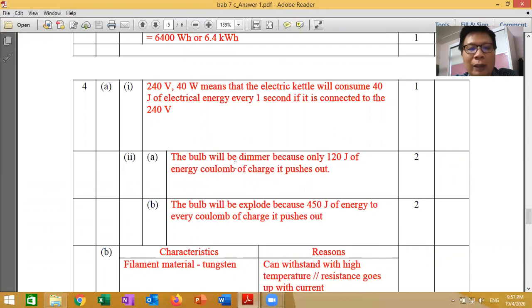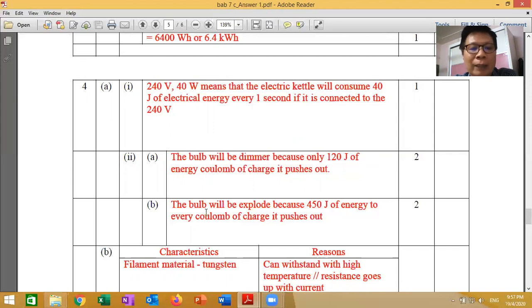This is not correct. The bulb will become dimmer because only 120 joule of energy is consumed in every 1 second. So less energy is consumed, so the filament is not hot now. So the light produced is dimmer.